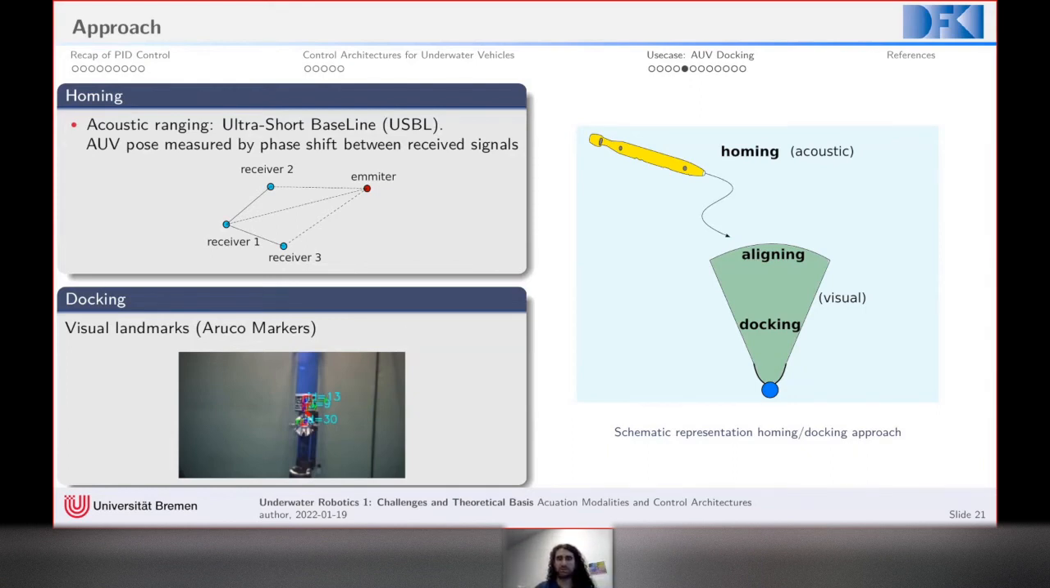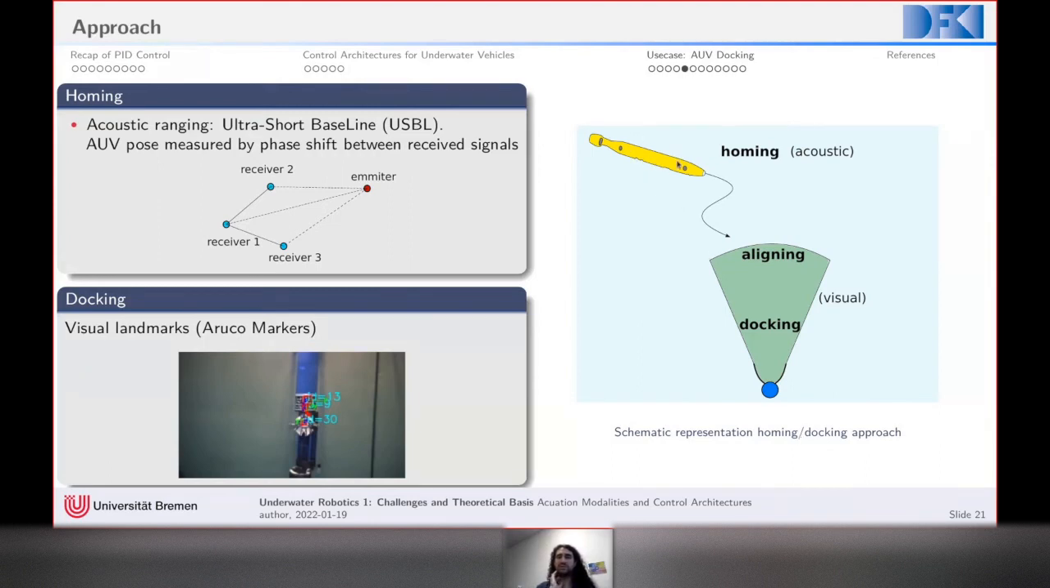But by measuring the phase shift, so imagine here you have an emitter sending an acoustic signal, the only thing that you can measure is the time of flight, and then you can get the range, right? By having three receivers, if you calculate the phase shift between the different times that each receiver gets the signal, you can estimate not only the range, but also the azimuth and the elevation angle.